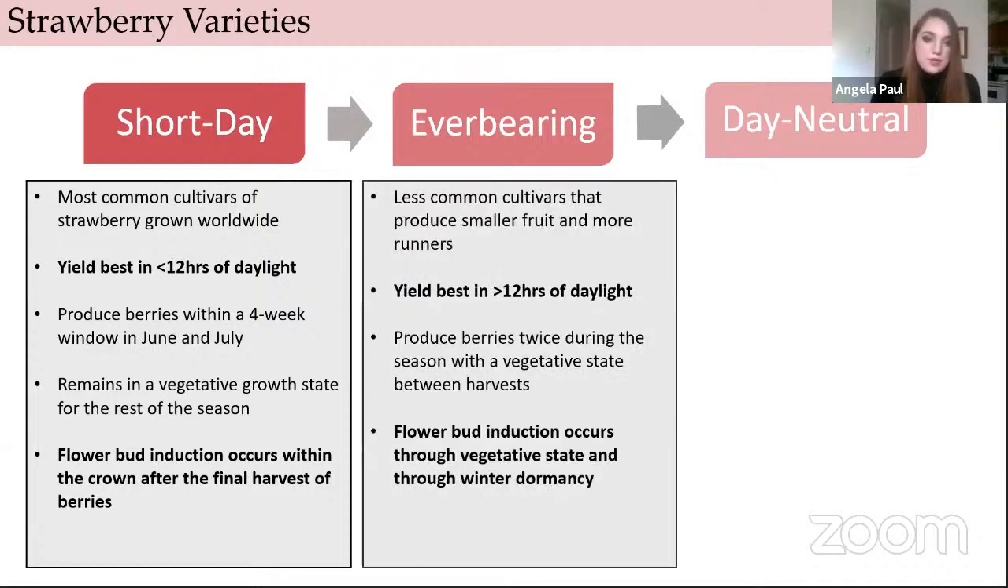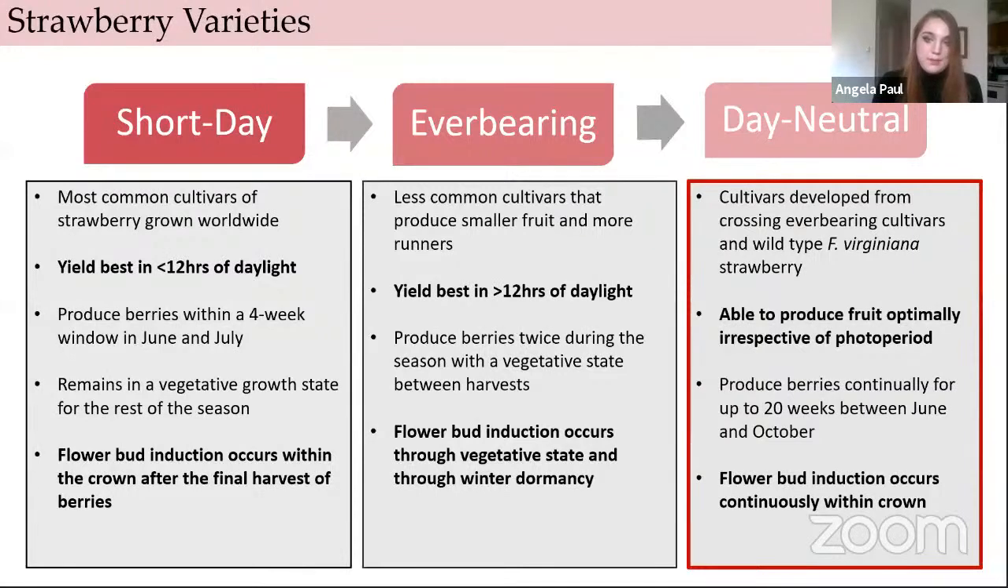The second variety of strawberry are everbearing varieties. They are less common because they produce smaller fruit and more runners, so they're less economically valuable. However, they yield best in longer than 12 hours of daylight, which is why they're sometimes also called long day strawberry. And they produce berries twice during a season with a vegetative state in between these harvests. They also produce flower buds during this vegetative state, and then again after the second harvest during winter dormancy.